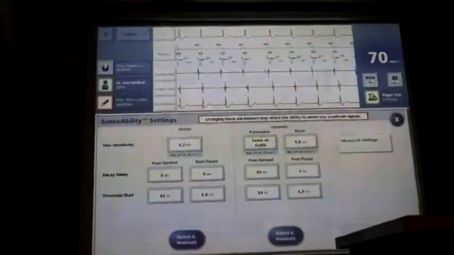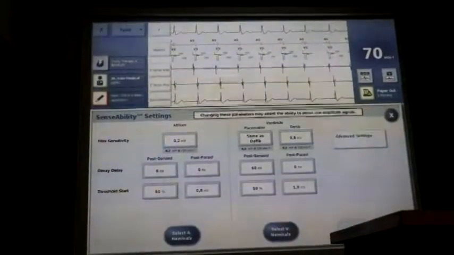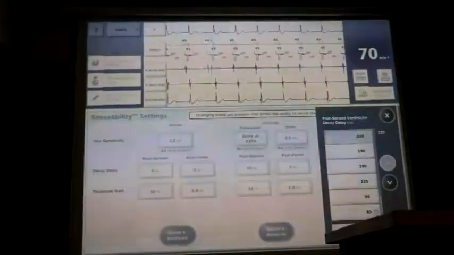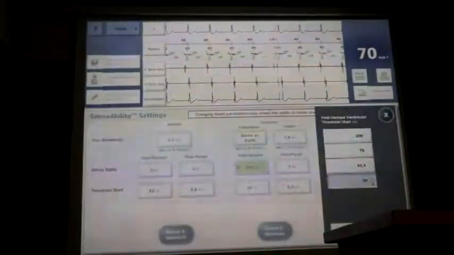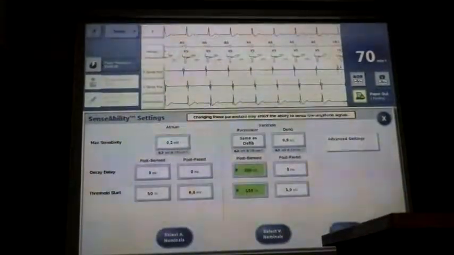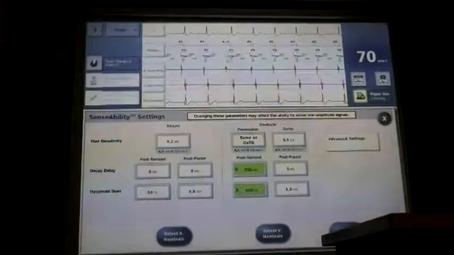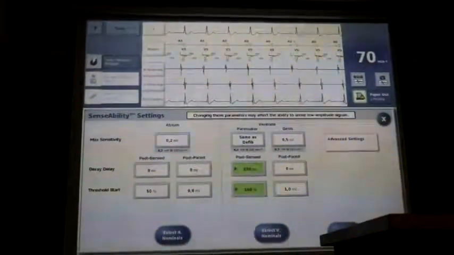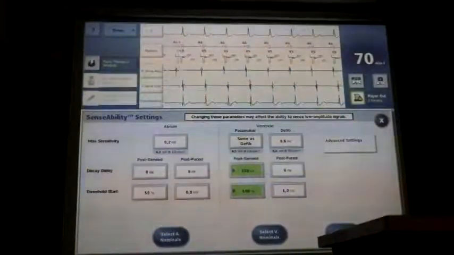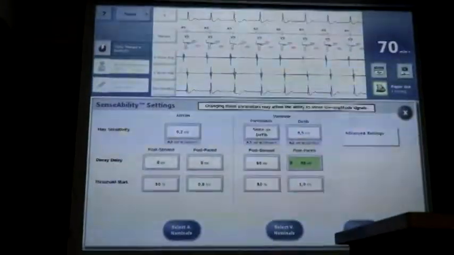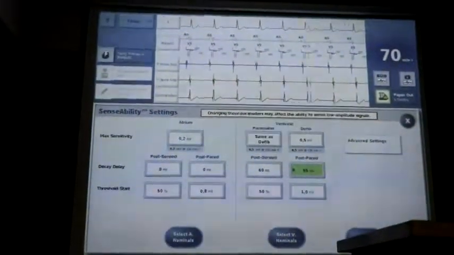The max sensitivity here is 0.5. But you can imagine if I did this, 220 decay delay and then 100% threshold start, that's really insensitive. It's going to the size of the R wave, up to 6, only treats the 6, and then holds it for 220 milliseconds. If you put somebody into VF with those settings, the device will probably struggle to sense. You may have a delay in sensing, so I'll hit restore to nominals because it makes me feel uncomfortable. Okay, all right. Max sensitivity here.